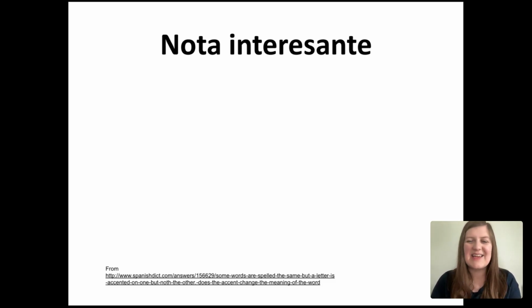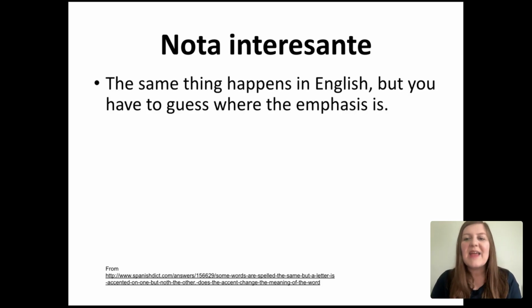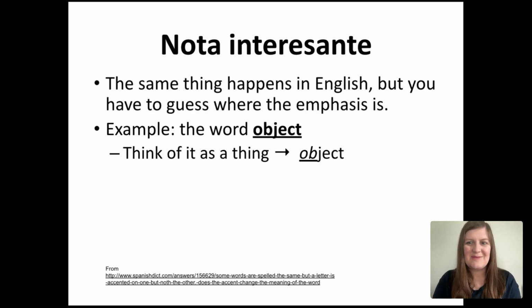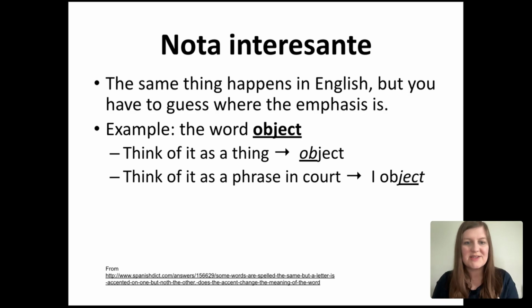All right, one last thing here. And this is on your notes page already. There's nothing for you to write down. For the examples from before, copy down as many of them as you would like. The same thing happens in English, but we have to guess where the emphasis is. So if I give you this word right here, how do you say that word? Do you say object or do you say object? Object, emphasis on the first syllable, or object, emphasis on the second syllable? Well, if it's a thing, it's an object. But if it's a phrase in court, I object, you don't say I object, you say I object.